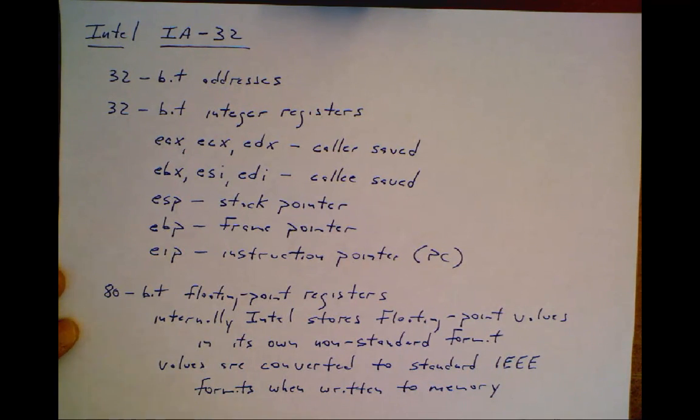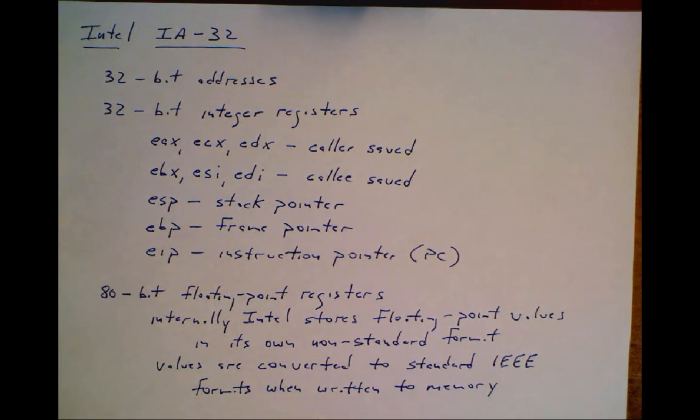One note about floating point is there are actually floating point registers on the machine. They're 80 bits. They're not 32-bit for IEEE single. They're not 64-bit for IEEE double. Rather, they are 80-bit with Intel's own proprietary format.